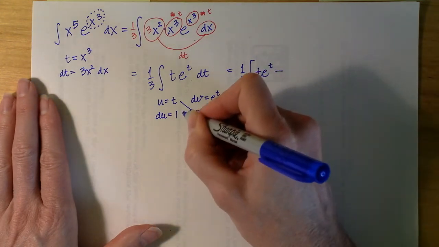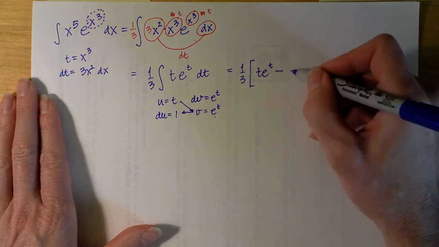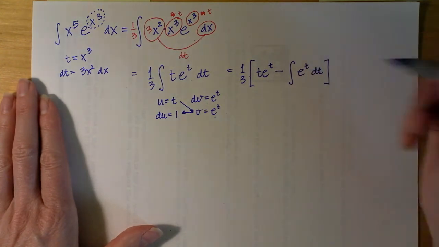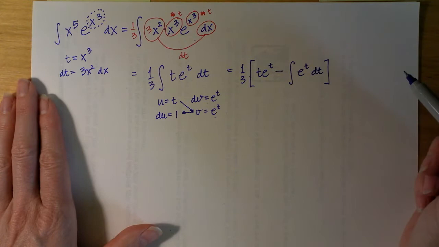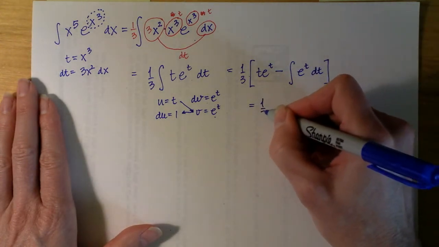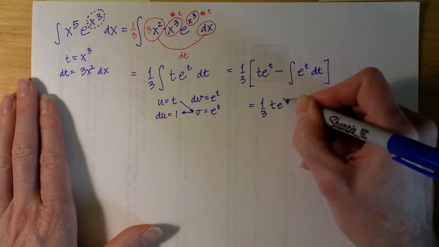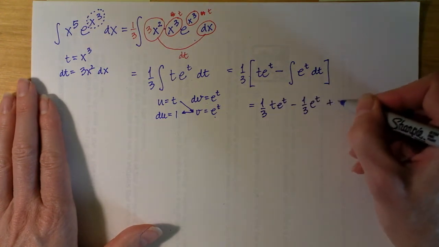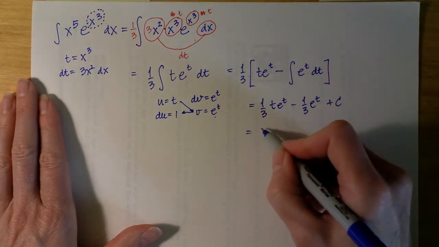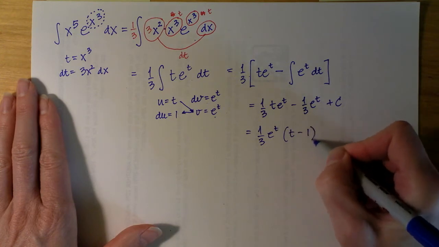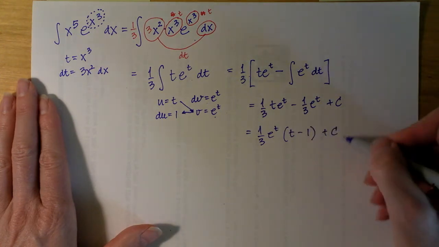minus the antiderivative of v times du, which is just this, and the antiderivative of e to the t is again e to the t, so the final result looks like this: t e to the t minus e to the t plus maybe a constant. And if you want to, you can factor it, but you don't have to. You can write it like this, or you can write it like this.